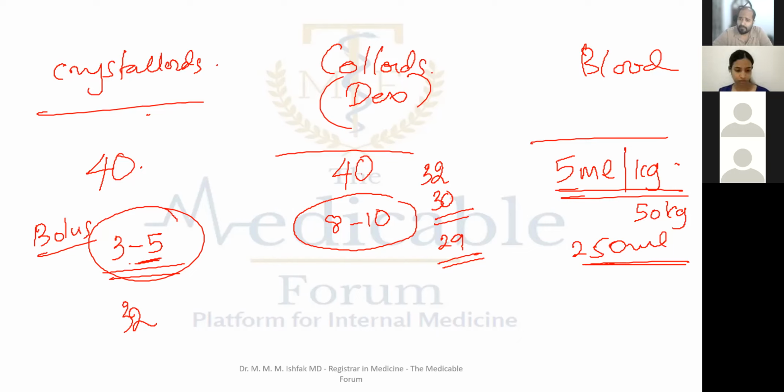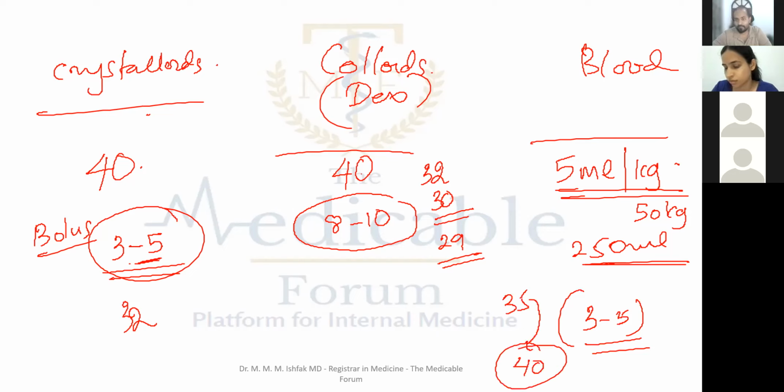Now when you give a pack of blood, we are expecting the PCV to rise. The rise in PCV is around 3 to 5. Let's say the PCV was 35. You give blood, the PCV can rise up to a maximum of 40. If the PCV is rising more than 40, there is additional leaking going on.